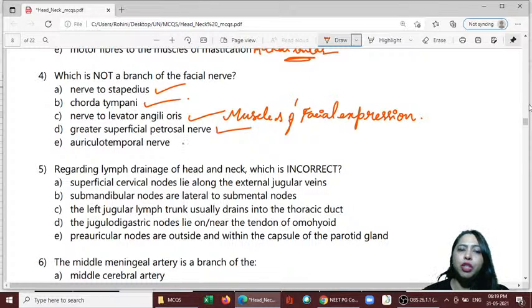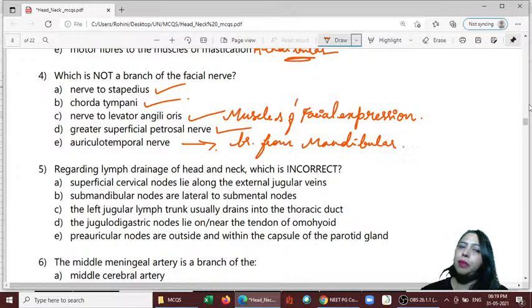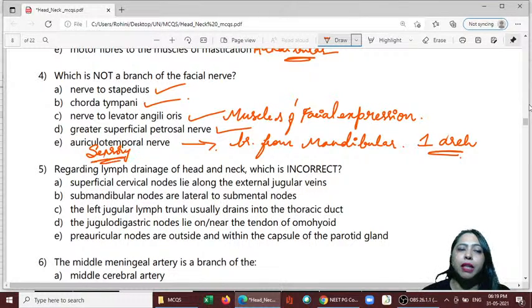Okay, so the one which is not supplied by the facial nerve is the auriculotemporal, because this is a branch from the mandibular. It is a branch from the first arch. First arch derivative, that is mandibular, and this is a sensory nerve, and it is not a branch from the facial. So the answer here would be E, 4E. Okay, next one.